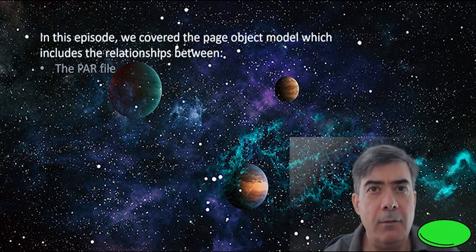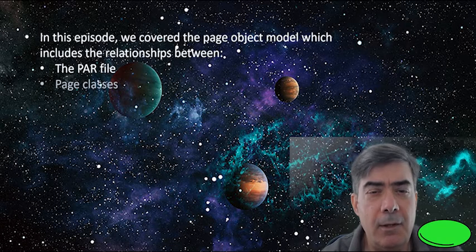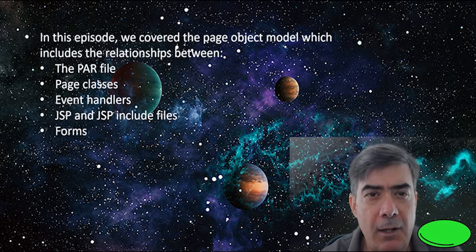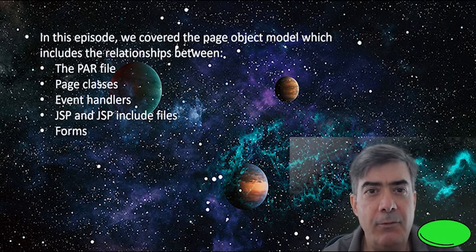We've reached the end of this episode. In this episode, we covered the page object model, which includes the relationships between the par file, page classes, event handlers, JSP and JSP include files, and forms.